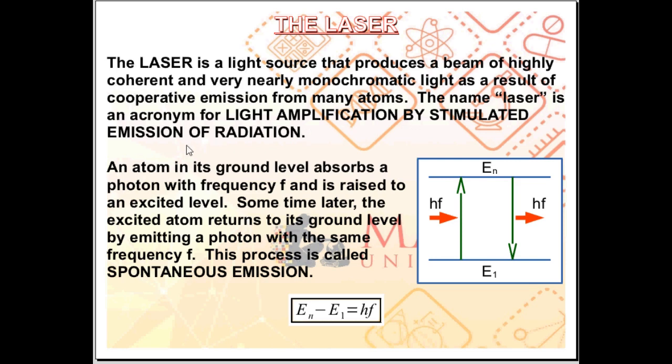By stimulated emission of radiation, or stimulated emission of photons. So that's at the very heart of what a laser is. Say you have an atom in its ground level or ground state, and it absorbs a photon. The atom is at energy state E1, the ground state. It absorbs a photon of energy hf, bringing it to an excited level, energy level En.